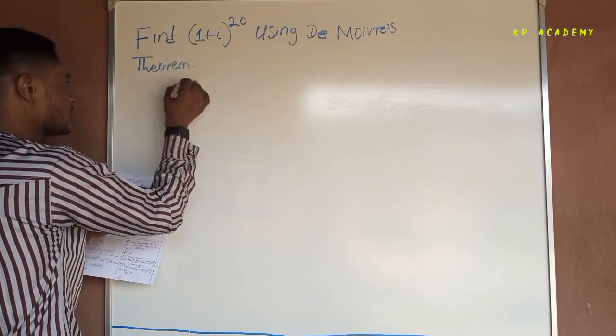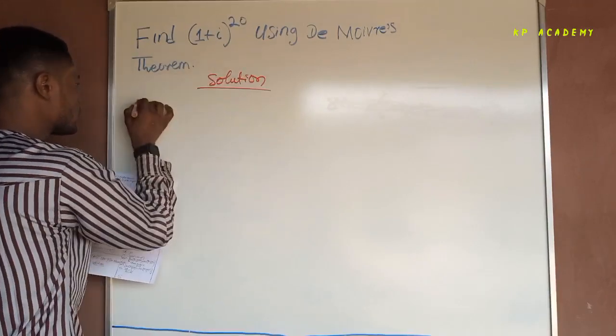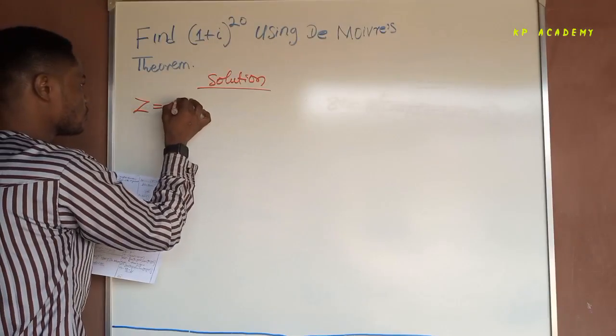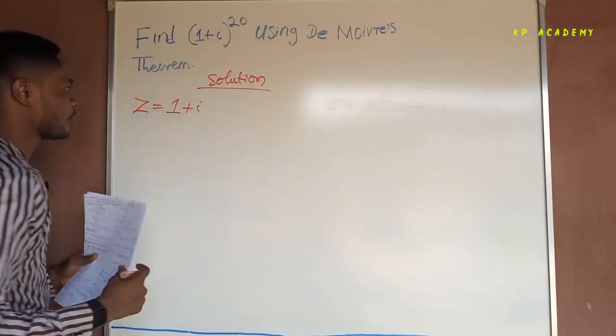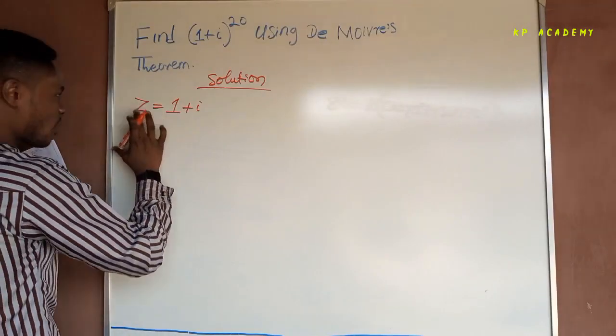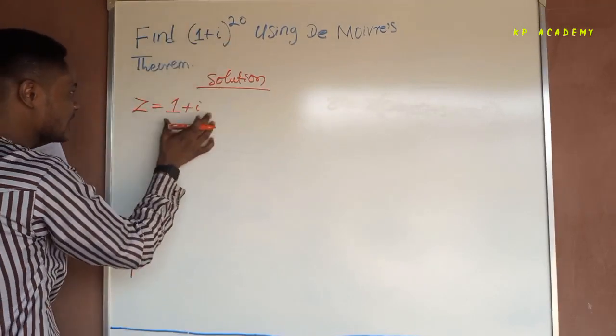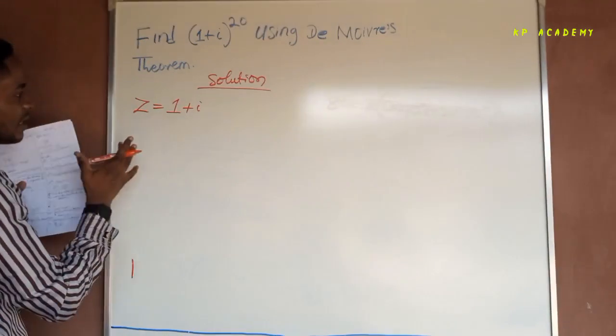Now, first of all, this is a complex number. Solution: this complex number z is equal to 1 plus i. Very, very important. Now we're going to evaluate this complex number, the one inside the bracket. Let us take a look at it and evaluate it.